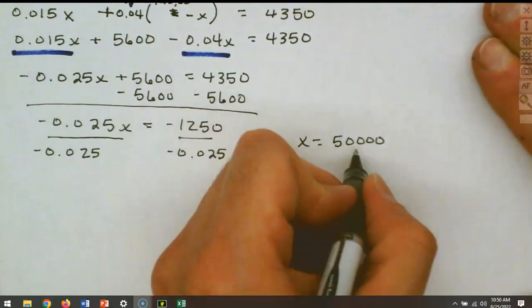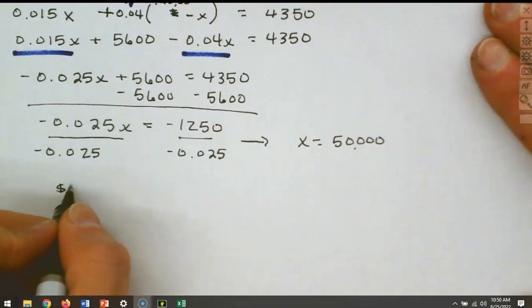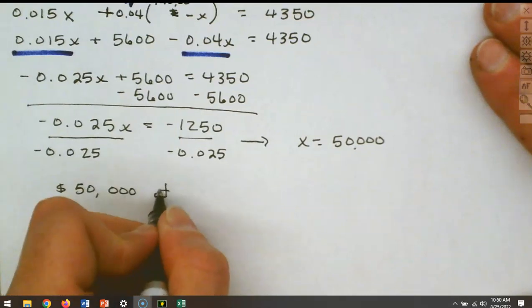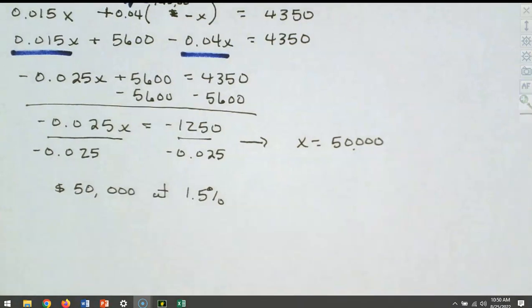Okay, so we got the 50,000. So what do we know? We know we have $50,000, and that's going to be at 1.5%. So that's the first half of this question.